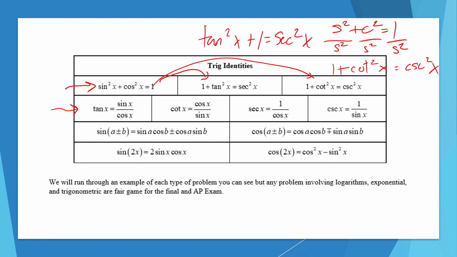Secant and cosecant are also reciprocals of sine or of cosine and sine respectively. And then the double angle and sum and difference formulas will not commonly be tested on this section of the AP exam, but will be tested in the multiple choice and could be seen on this section. So definitely fair game for this question.